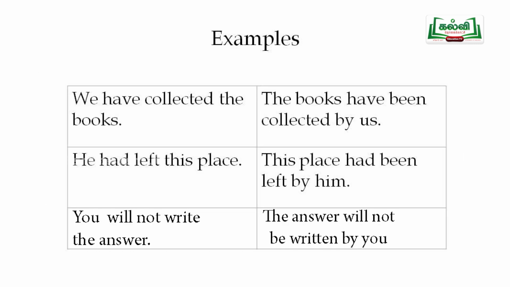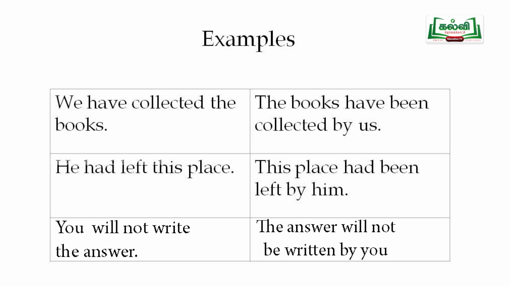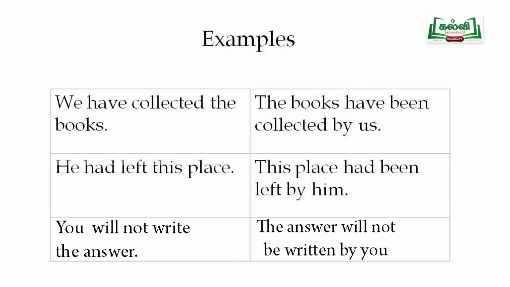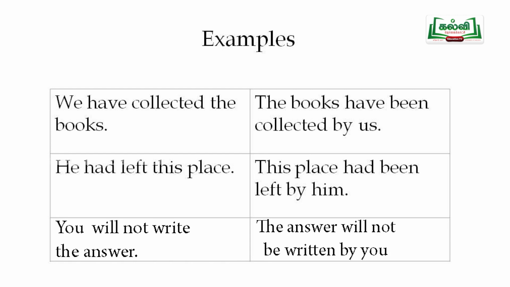Next example, we have collected the books. This is in present perfect tense. Active voice in present perfect tense. How can you change this into passive voice? We is a subject, have collected is a verb, and the books are object. So what should come first? The books. Very good. The books have been collected by us. The books are plural, so you have to use have. The sentence in active voice is in perfect tense, so you have to add the word been. And the third form of the verb, collected. So the sentence will be, the books have been collected by us.